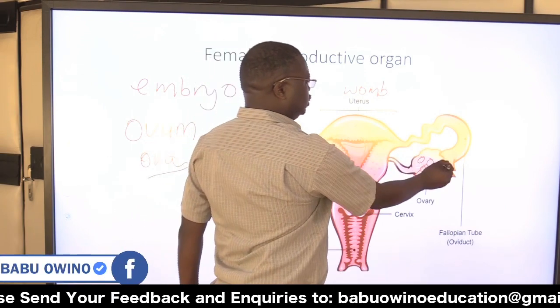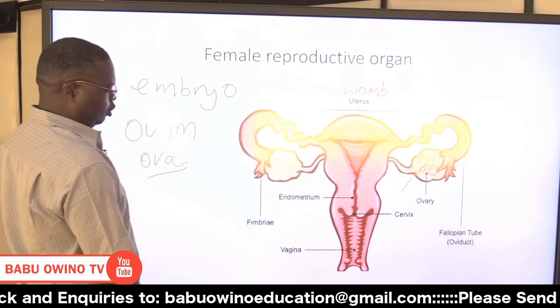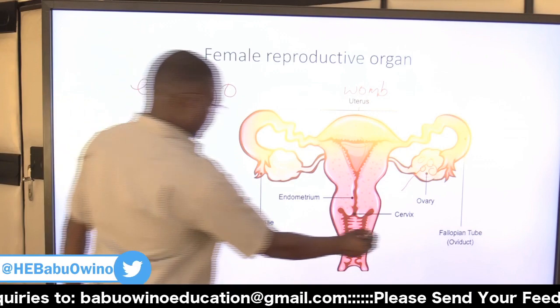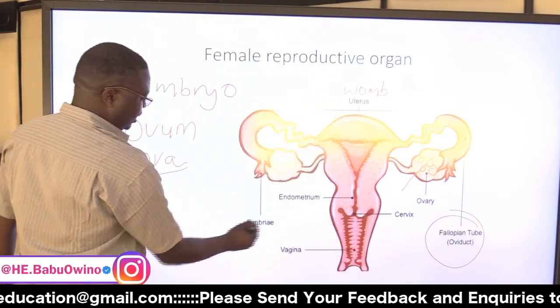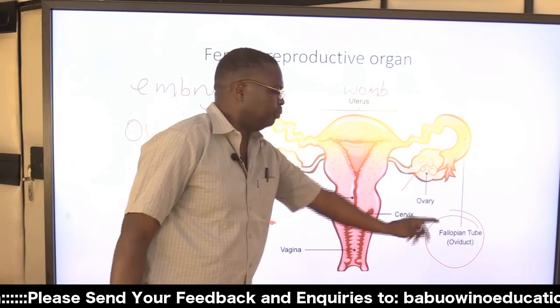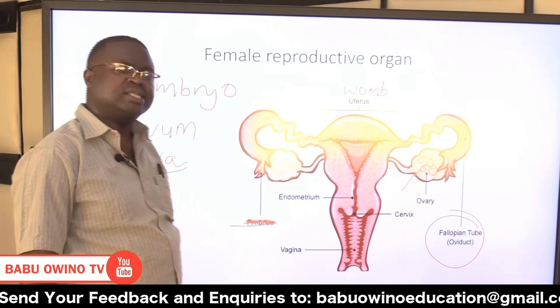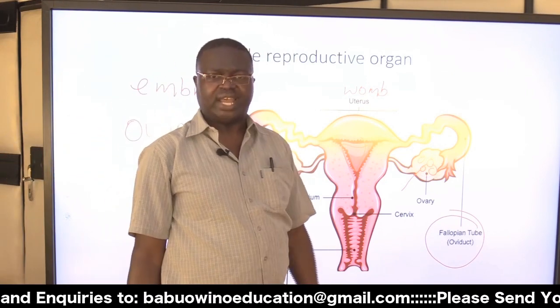Then we have a tube connecting ovary to the womb. It's referred to as fallopian tube. I'll remove this word, it's not necessary for now. You'll learn it in class 8. So fallopian tube is also referred to as oviduct. It is where fertilization occurs.